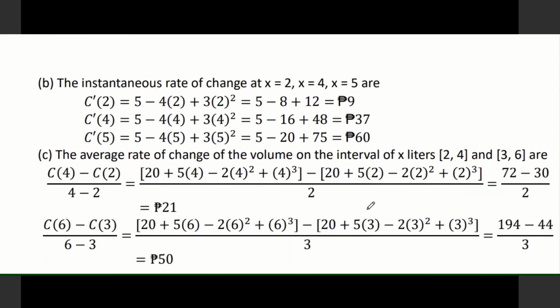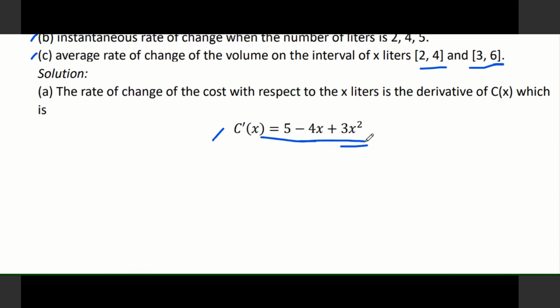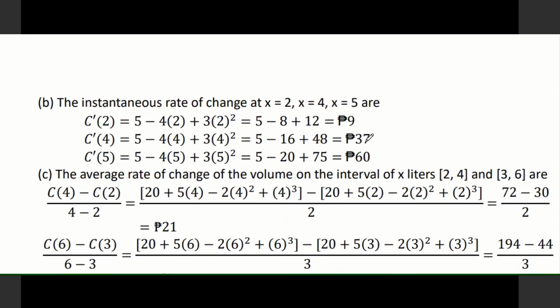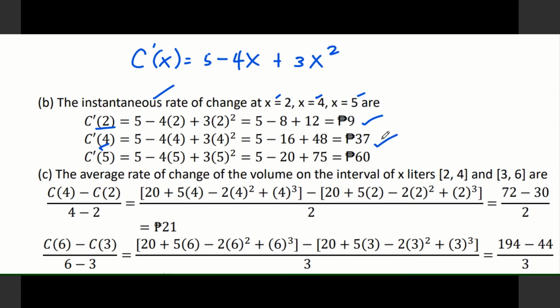Now for letter B, gagamitin natin ang function na to, 5 minus 4x plus 3x squared. Okay, so we have C prime of x is equal to 5 minus 4x plus 3x squared will be the function you're going to use in getting the instantaneous rate of change at any given x liters. So kapag x is equal to 2, substituting that will give you 9 pesos. For 4, just do the substitution. So 5 minus 16 plus 48 will give you 37, and for 5 will give you 60.